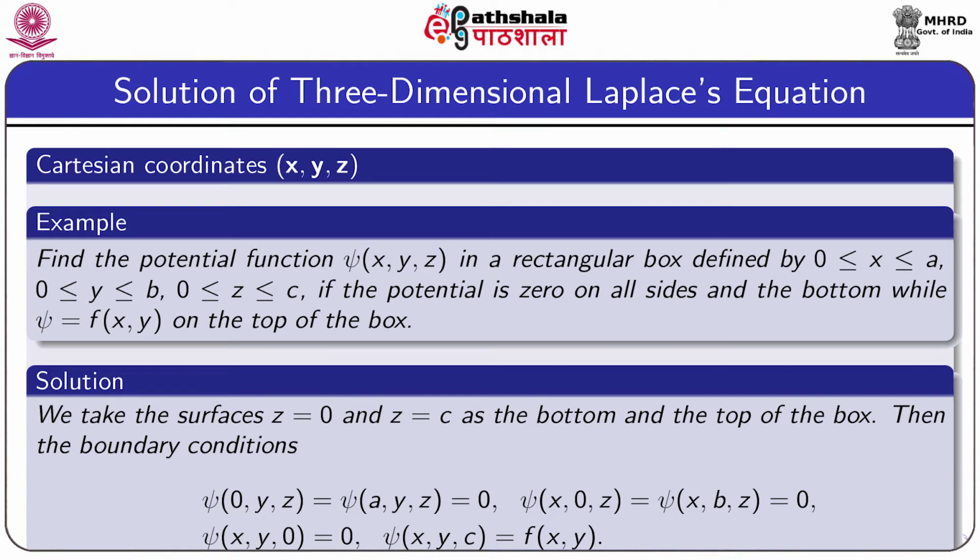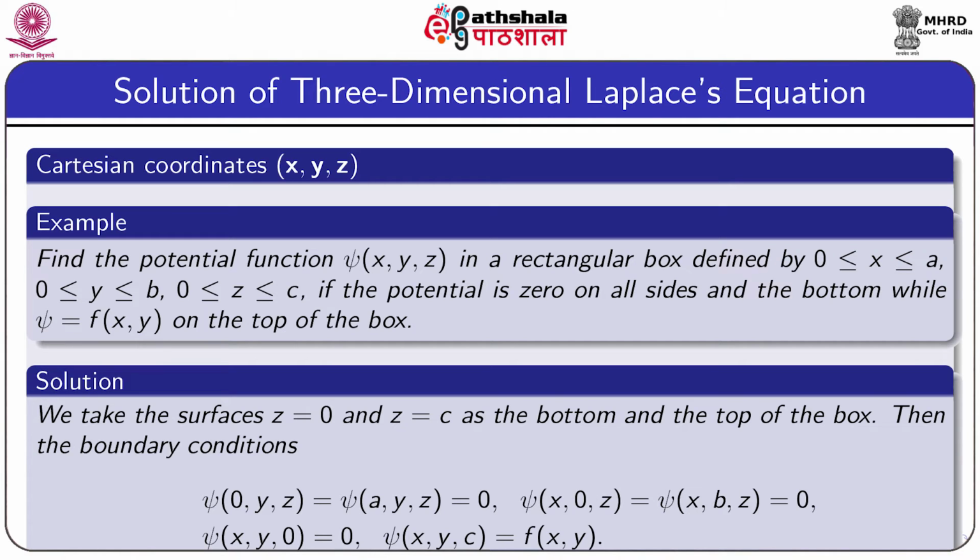Now, I shall consider one example where the Laplace equation comes in Cartesian coordinates. So, here is that example. Find the potential function psi in a rectangular box defined by 0 ≤ x ≤ a, 0 ≤ y ≤ b, 0 ≤ z ≤ c, if the potential is 0 on all sides and bottom, while psi equals f on the top of the box.